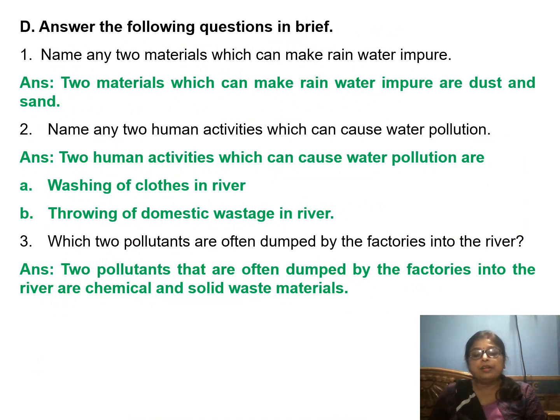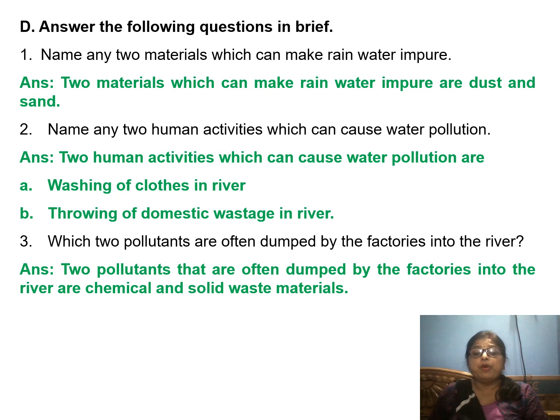Dear students, now question D. Answer the following questions in brief. Name any two materials which can make rainwater impure. Two materials which can make rainwater impure are dust and sand. Name any two human activities which can cause water pollution. Two human activities which can cause water pollution are washing of clothes in the river and throwing domestic wastage in the river.